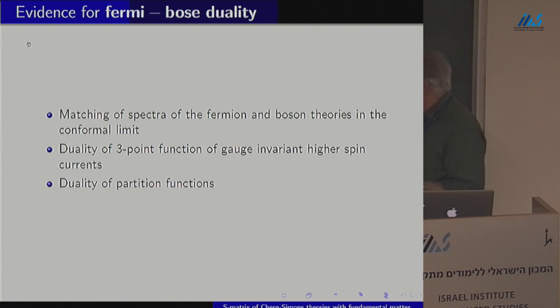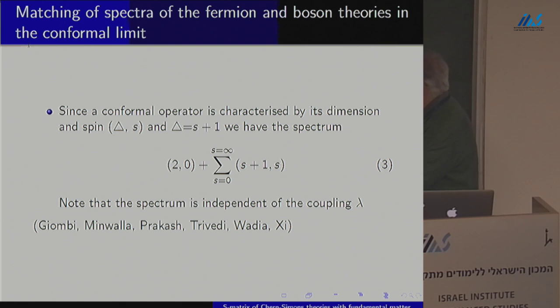Just so, there are three things I will briefly summarize before I give the talk on this S matrix. There's a spectra match in these theories. Then there's a duality of the 3-point function of gauge invariant higher spin currents, and then there's a duality of partition functions. So the first point is that if you compute the spectrum of these two interacting theories, then the spectrum turns out to be just this. This is the dimension, this is the spin, and the spectrum is independent of lambda. And I think this is the first indication one had that there is some mapping going on between these types of theories, besides the fact that the bulk theory also gives some indication of Fermi-Bose type of duality. But this is a very striking and very nice result, which is true at large N.